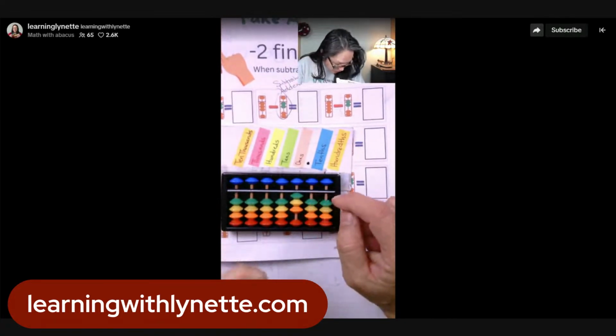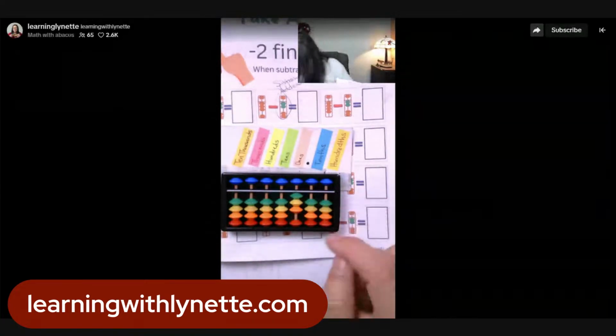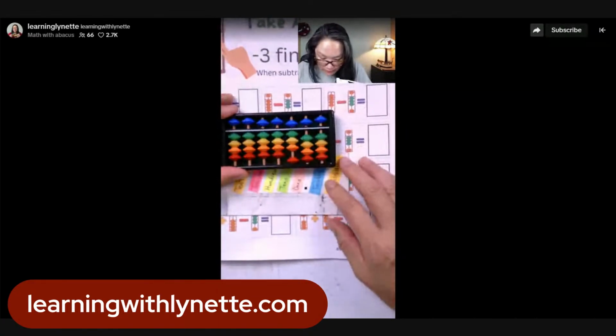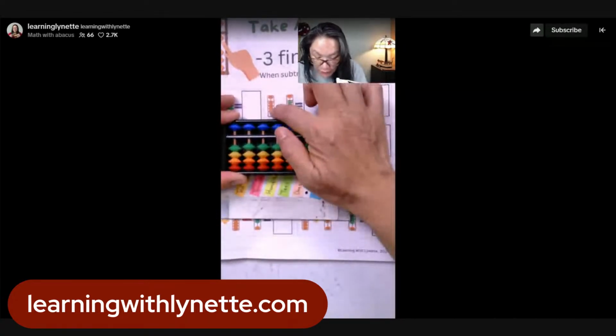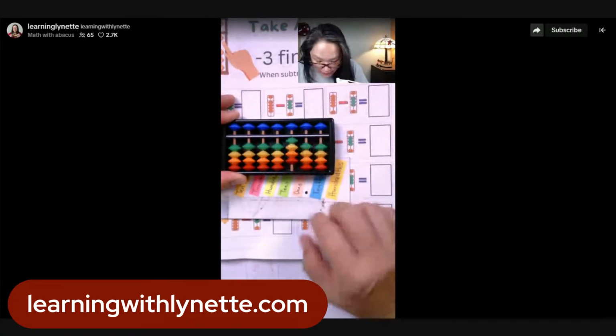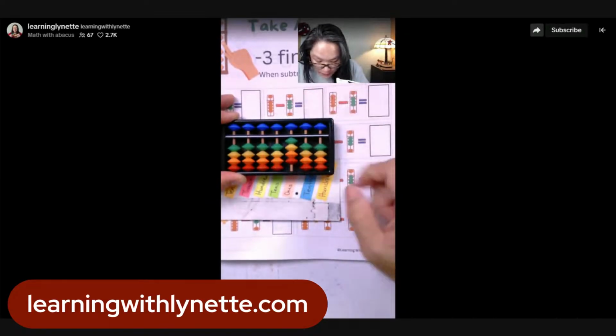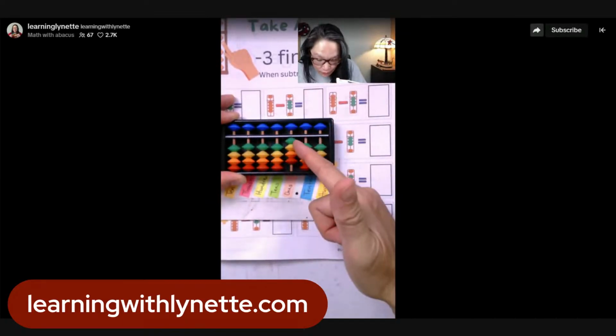So we do 2, we do 3. We have 4. We add 4 to the abacus. When we have 4 on the abacus and want to take away the 3, we're going to remove it. We're going to subtract the 3, and that's what we're going to do. Does that make sense? So let me know if you have any questions.